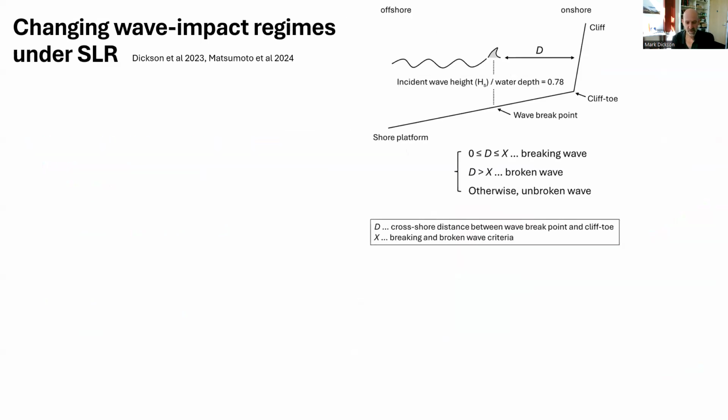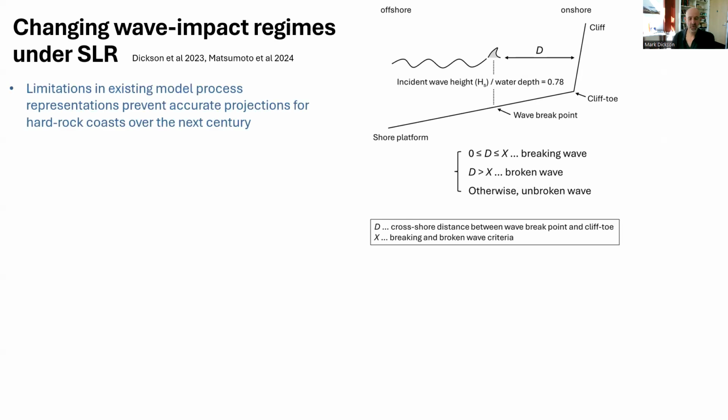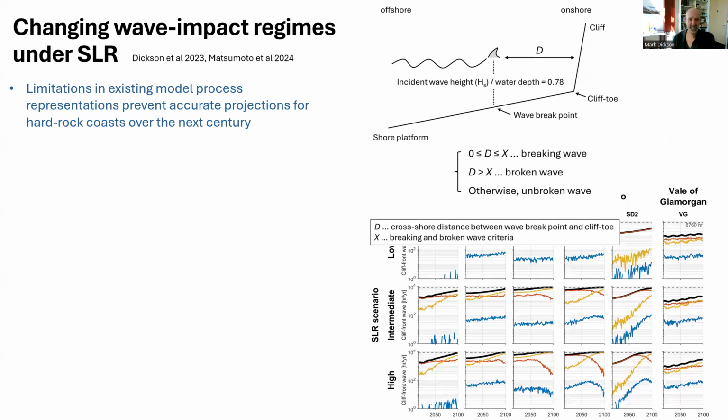I think one cautionary note in relation to this work is to say that our rock coast evolution models over decadal scales are still not sophisticated in their process representation. So one way we've been trying to address this point in recent work led by Hiro Matsumoto, again, is to explore how wave breaking patterns are likely to change as sea level rise increases, and how breaking, broken, or unbroken waves may exert force on the cliff face under different sea level rise settings. As a result of this work, we concluded that existing limitations in our model process representations prevent accurate projections for hard rock coasts over the next century.